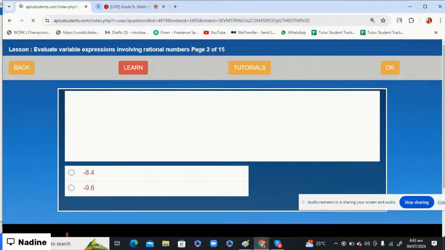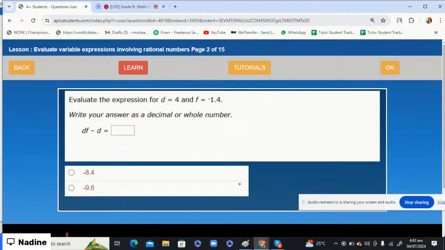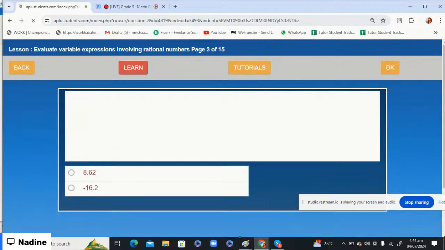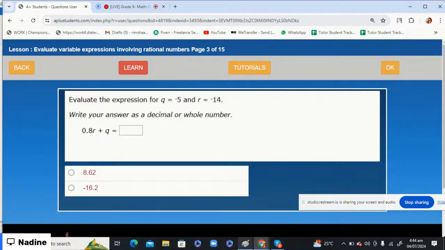So here is again the same kind of question, where d is given, f is given. First of all, you are going to multiply d with f. So 4 times 1.4, what's the answer? That is 5.6 with a negative sign. Then negative negative becomes plus. So 5.6 added with 4 is 9.6, but with the negative sign, because the greatest number has the negative sign. This is just the simple thing that we have done today.